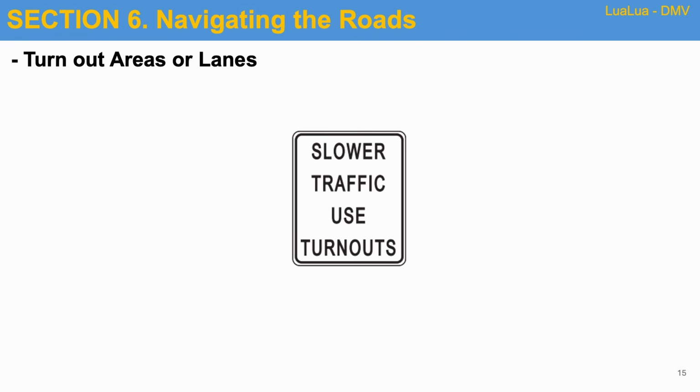Turnout areas or lanes. Some two-lane roads have special turnout areas or lanes. Merge into these areas or lanes to allow cars behind you to pass. You must use a turnout area or lane to let other vehicles pass when you are driving slowly on a two-lane road, where passing is unsafe, and there are 5 or more vehicles following you.